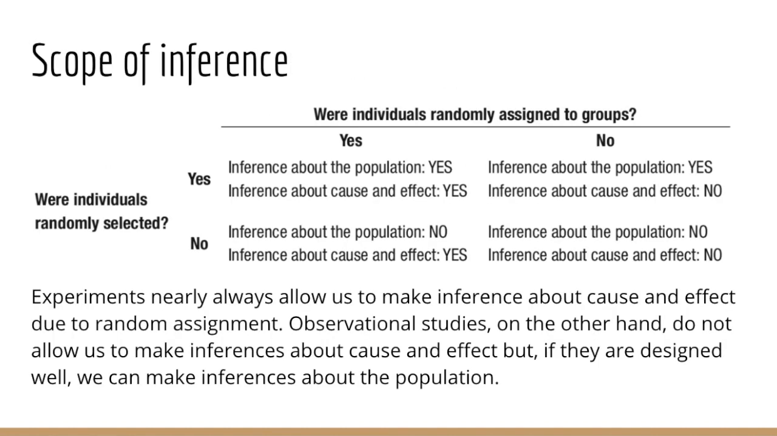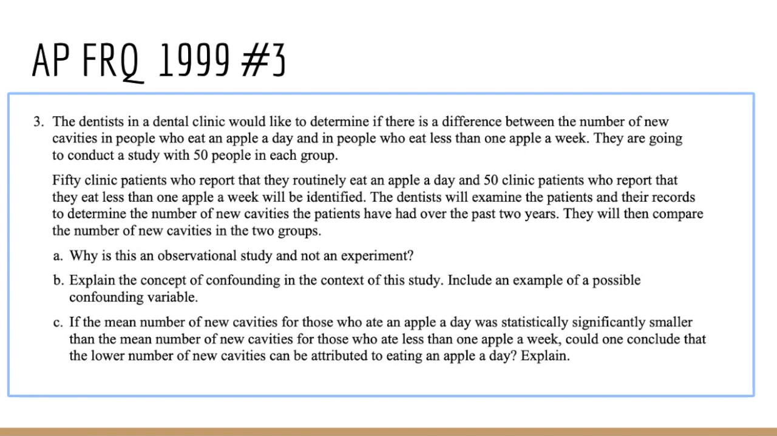Cause and effect relationships. Scope of inference. Experiments nearly always allow us to make inferences about cause and effect due to random assignment. Observational studies, on the other hand, do not allow us to make inferences about cause and effect, but if they're designed well, we can make inferences about the population. So basically, you can see in this chart here that in order to make inferences about a population, individuals need to be randomly selected, and in order to make inferences about cause and effect, individuals need to be randomly assigned to groups.